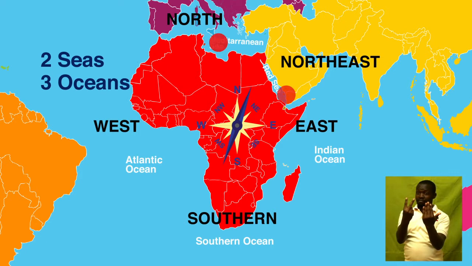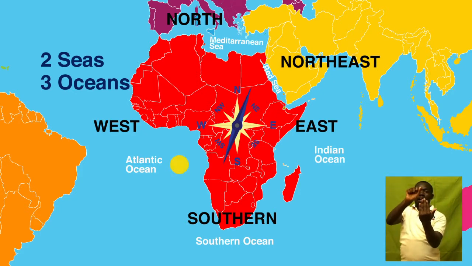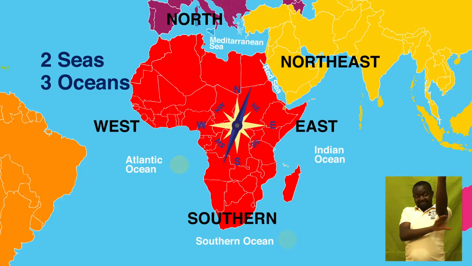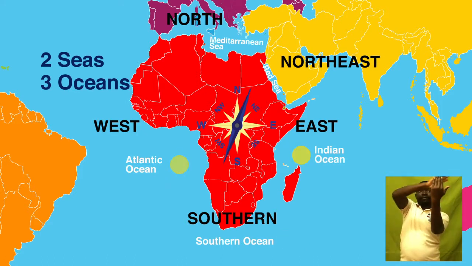Good. Now let's look at the oceans. We say there are 3 oceans that wash Africa's coastline. So we have the Atlantic Ocean that washes Africa's western coastline. And we have the Southern Ocean that washes Africa's southmost coastline. And the Indian Ocean that washes Africa's eastern coastline. So those are the 3 oceans and the 2 seas. All right.